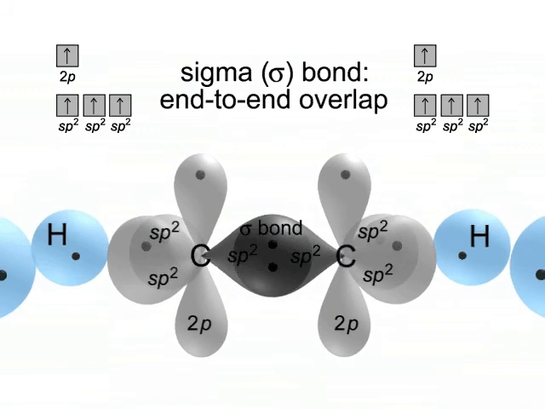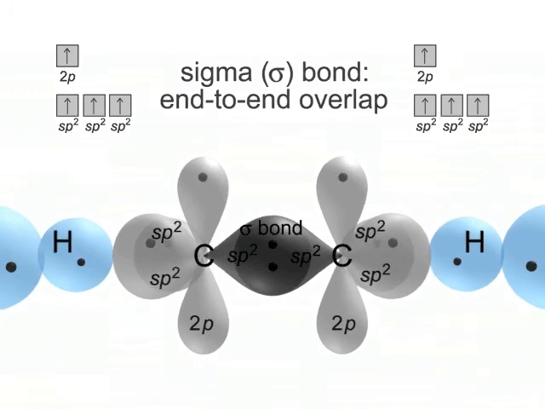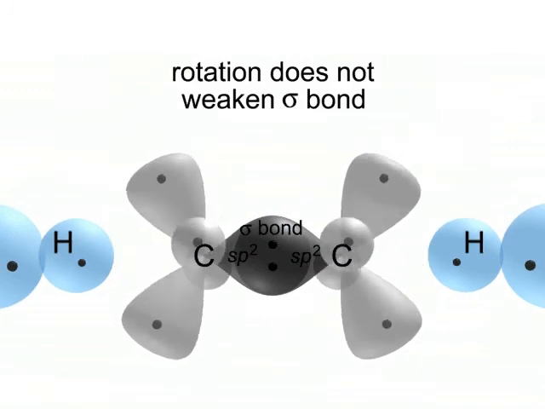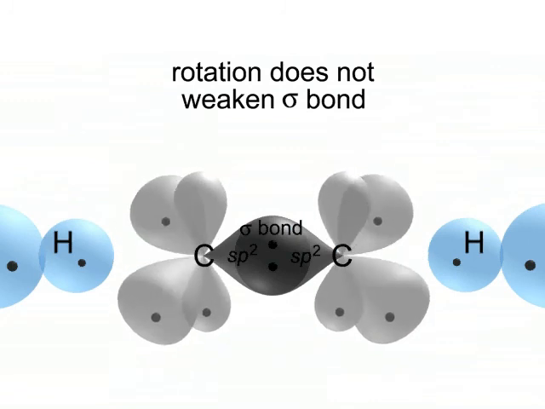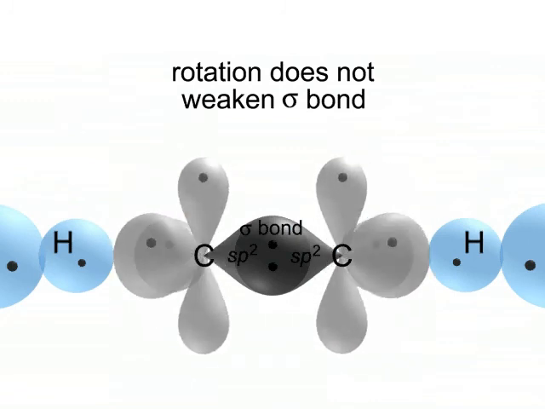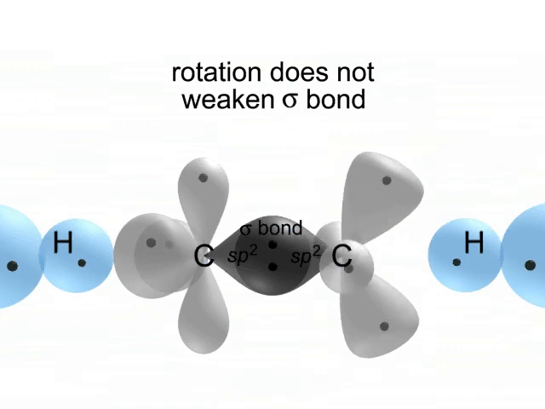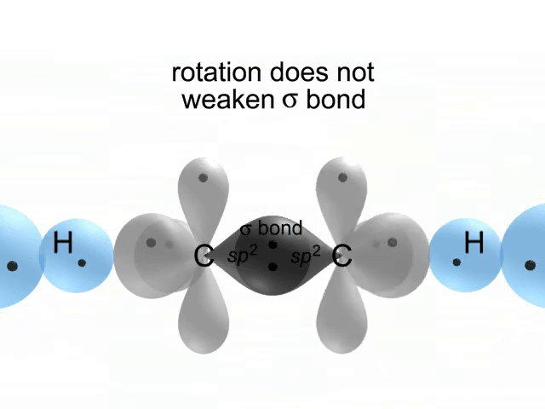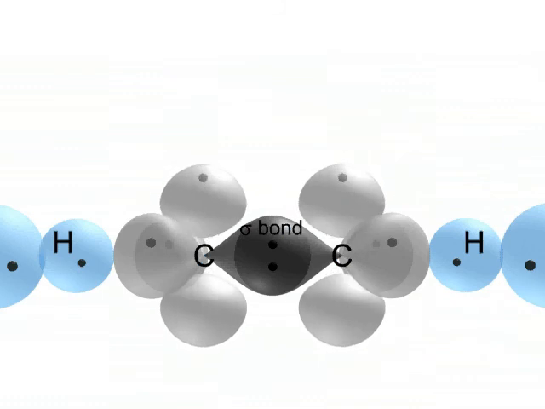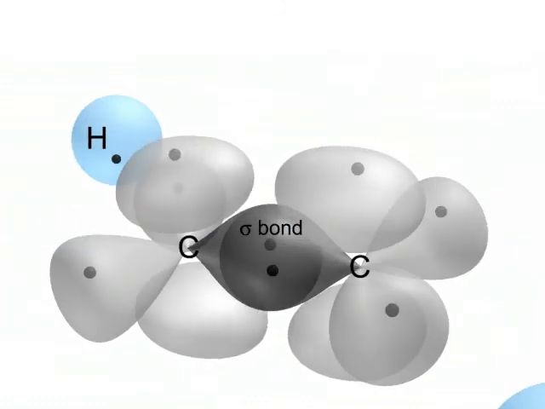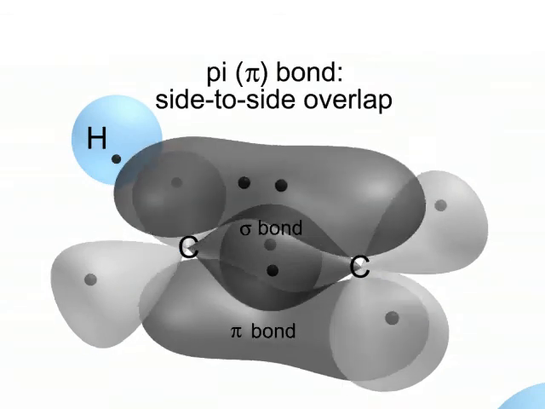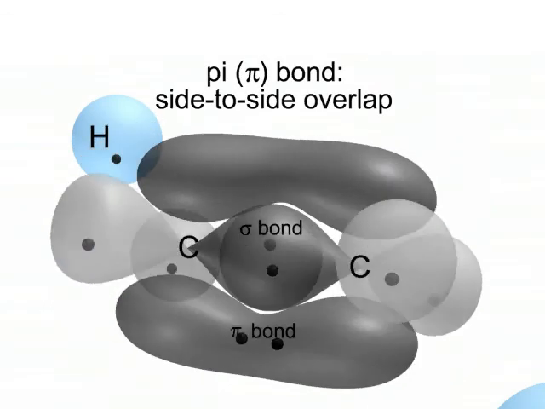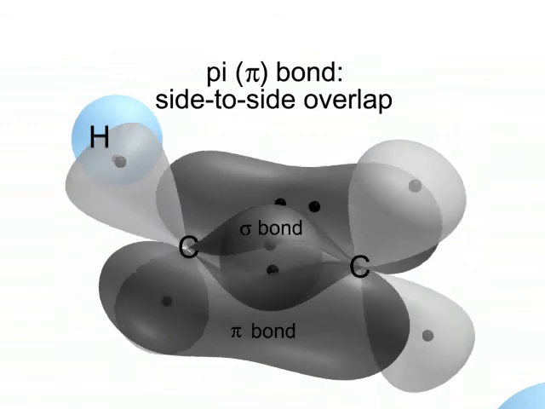It is symmetrical along an imaginary line between the nuclei and is not weakened by the rotation of one atom with respect to the other. Now, focus on the 2 parallel 2p orbitals. By substituting accurate representations of 2p orbitals, you see that they can easily overlap side to side. This results in a pi bond, one that is not symmetrical along the line between the nuclei.